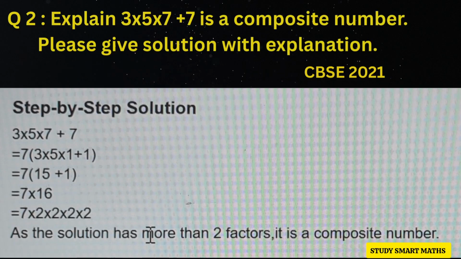Question 2: Explain why 3 times 5 times 7 plus 7 is a composite number. Please give solution with explanation. Step-by-step solution for this question is given here and is self-explanatory.